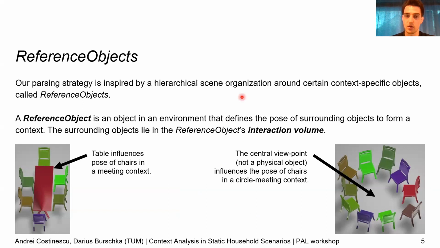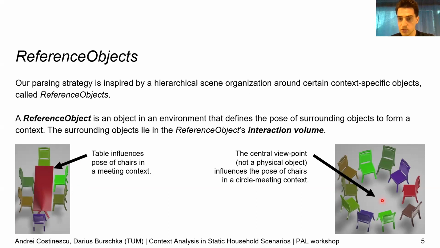These objects are then called reference objects, and they are more important than others in the sense that reference objects influence the pose of other objects in their interaction volume to form a context. An object's interaction volume is the space around it in which the pose of other objects can be influenced to form a context. For example, in the left image, the table is a reference object. All chairs are in the table's interaction volume, and the table influences the pose of the chairs such that all objects form a meeting context.